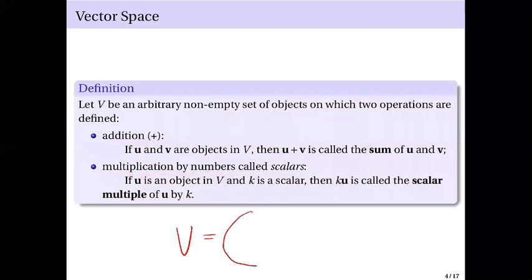Suppose this is your vector space V. Actually, not yet a vector space, but a non-empty set of objects. So it's non-empty, you have these objects here. And then on this set, we define these two operations, the addition and the scalar multiplication.